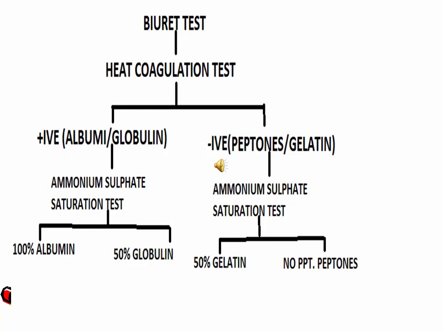To differentiate further between these, we will do ammonium sulfate saturation test. In case of albumin, precipitate is obtained on 100% saturation, and in case of globulin, precipitates are obtained at 50% saturation. While if heat coagulation test is negative, we will perform ammonium sulfate saturation test. If precipitate is formed at 50% saturation, this means gelatin is present, and if no precipitate is formed, it means peptone is present in the given solution.